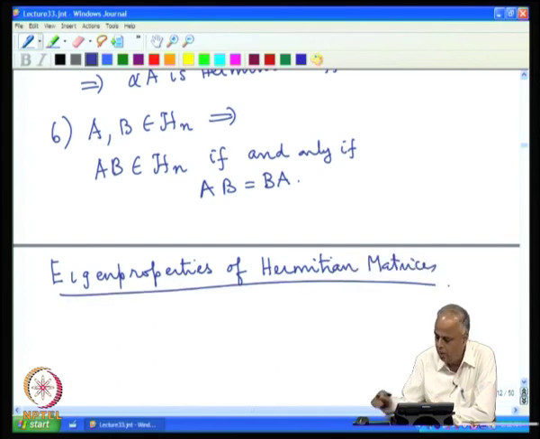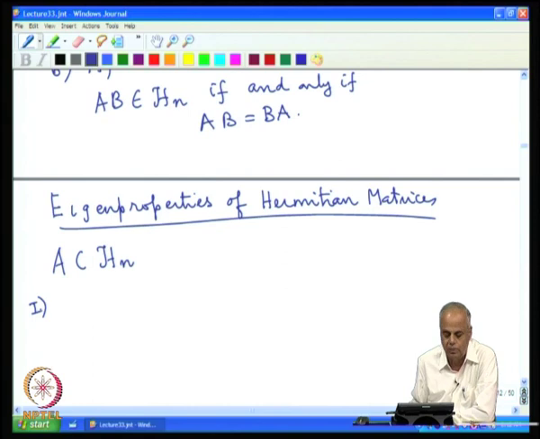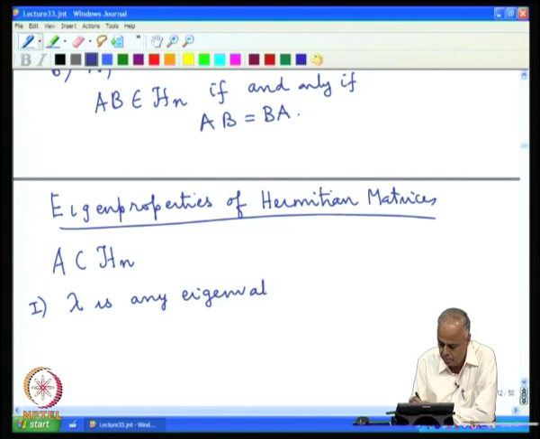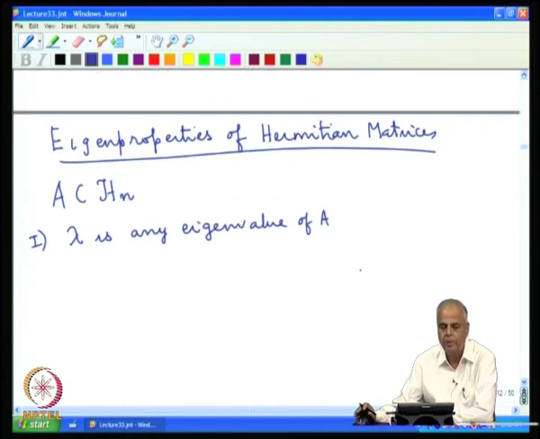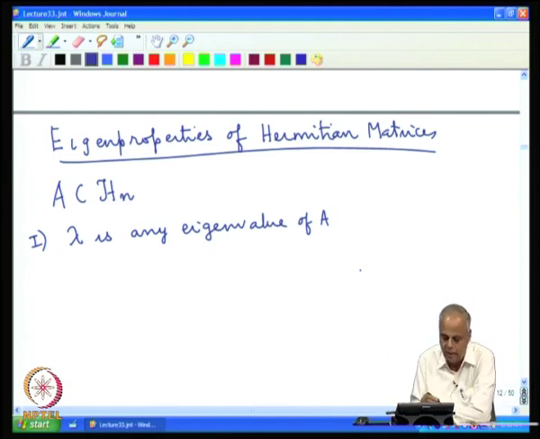We begin with a matrix A which is Hermitian, and so we now look at certain properties. The first fundamental property that we are going to look at is the following. Suppose lambda is an eigenvalue of A. Now, lambda is an eigenvalue means there must be a corresponding eigenvector.